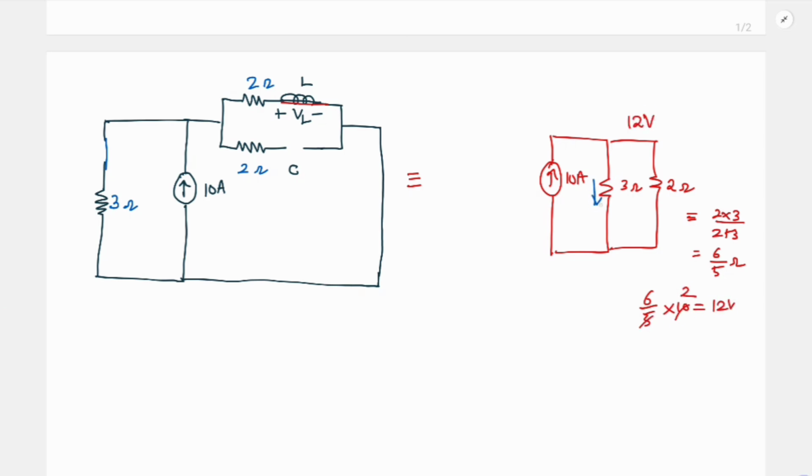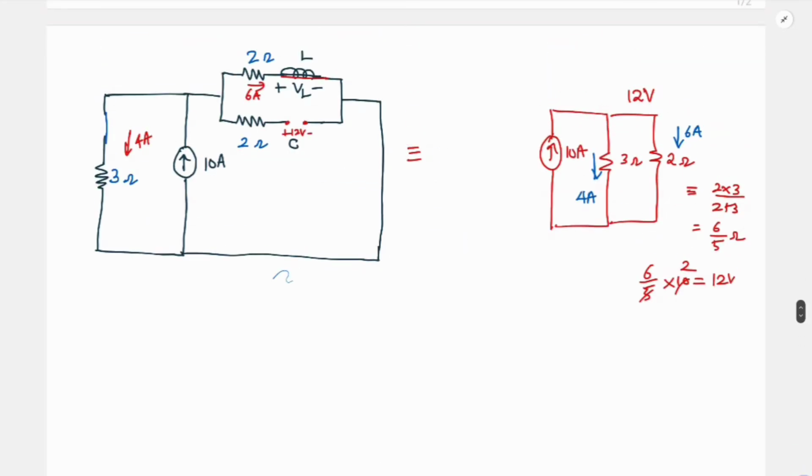So what will be the current in each arm? This will be 4 ampere and this will be 6 ampere. So can you trace it back here? So here this is 4 ampere and this is 6 ampere, right? And what will be my VC? VC is nothing but the voltage across this 2 ohm, which is nothing but 12 volt. So this plus minus 12 volt. So did we get our IL of 0 minus from here? It is nothing but 6 amperes, and my VC of 0 minus is 12 volt.